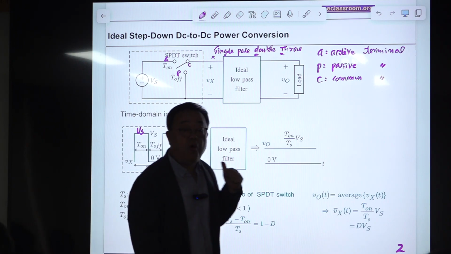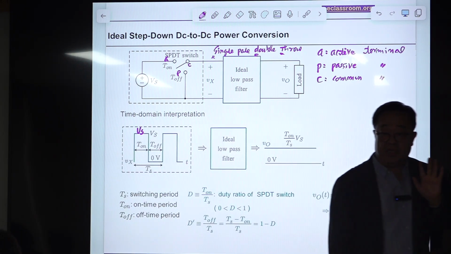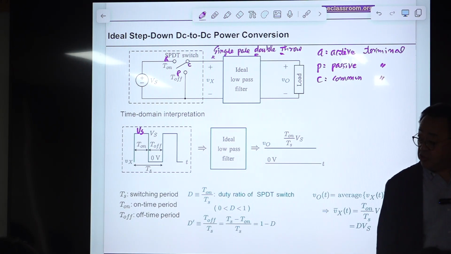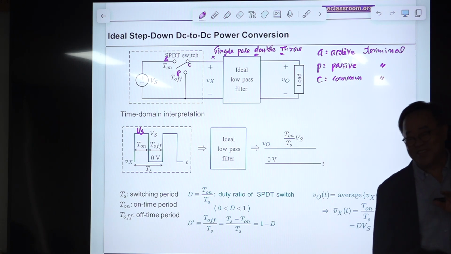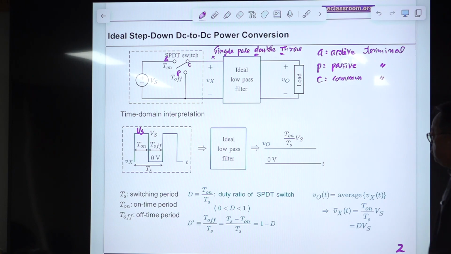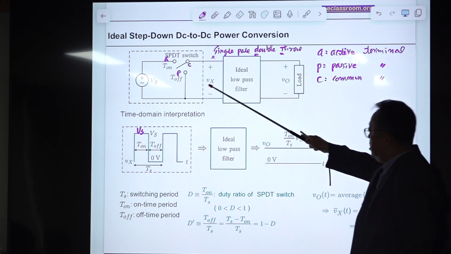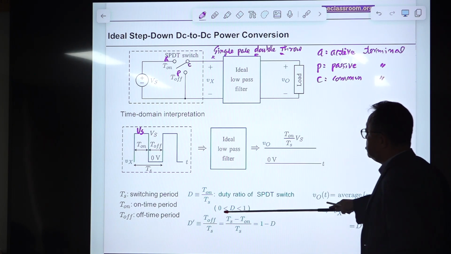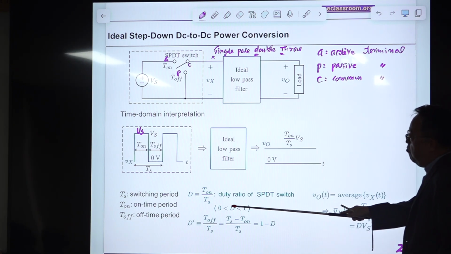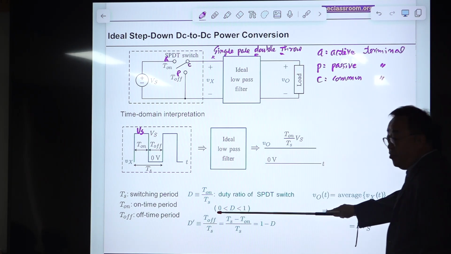And the ratio of this, on time period divided by Ts, is called duty ratio or duty cycle. Don't call it duty. Duty is something else. Many Korean students call it duty. Duty is something else. Your duty is to study this. Okay? This is duty cycle or duty ratio of this SPDT switch. Obviously, this is one single number between 0 and 1.